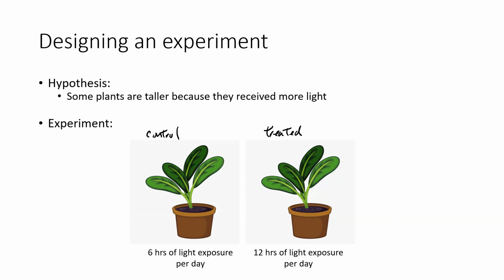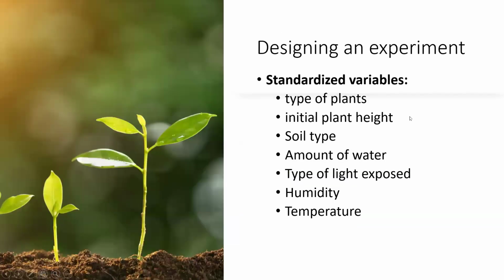And of course, I am oversimplifying the situation here. In a better designed experiment, maybe you have a few more treated groups, right? Maybe you want to have 18 hours, maybe you want to have 24 hours. Okay, but in a very simplistic way, control and treated. We talked about the standardized variables already, right? Humidity, all right, and so on and so forth. Initial plant height, okay.